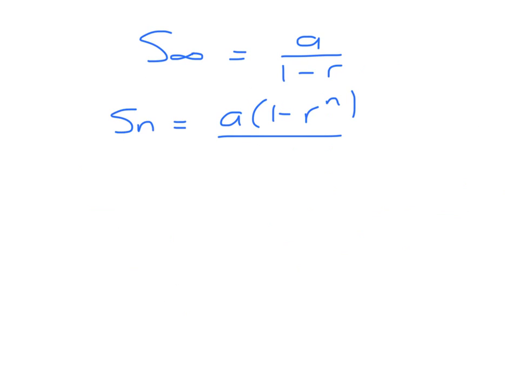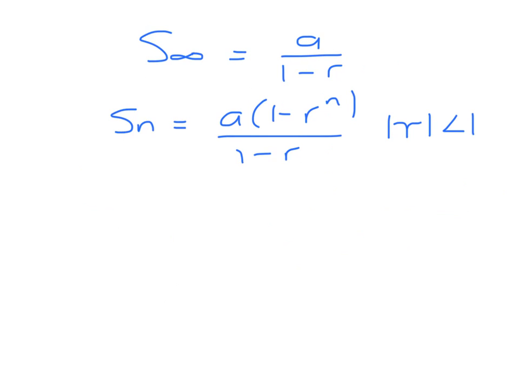The other formula that they could ask us to prove is that the sum to infinity is a over 1 minus r. And that starts by proving that the sum of n is a upon 1 minus r to the power n all over 1 minus r. So we use the previous proof. But what do we know here? We know that the modulus of r is less than 1.